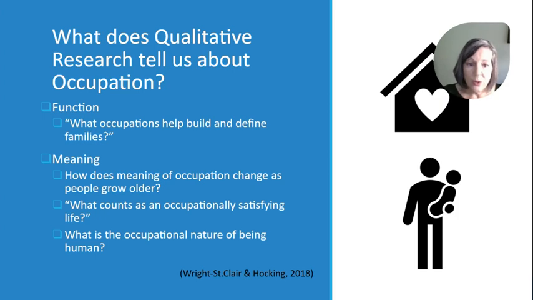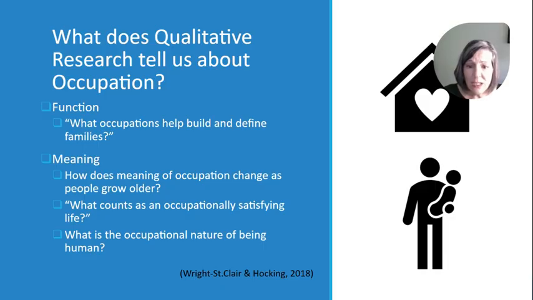So, for example, which occupations help build and define families? Well, in my family, that had to do with cooking. It had to do with faith-based activities. And it had to do with reading and talking about things that we read about. In other people's families, occupations such as sports or travel might be more meaningful to building their family.